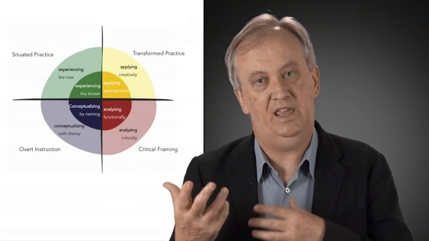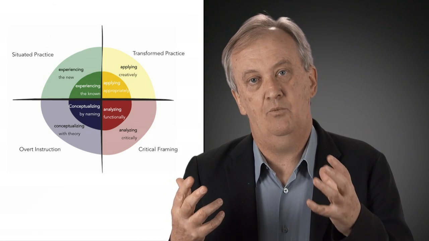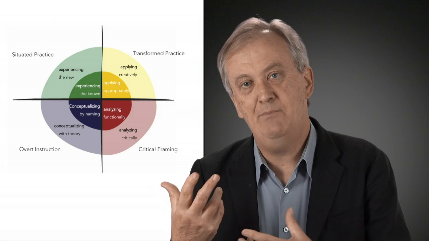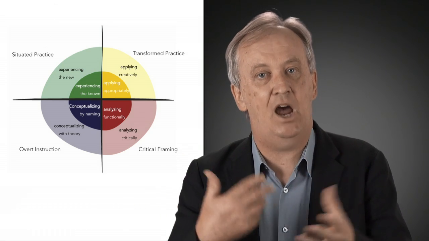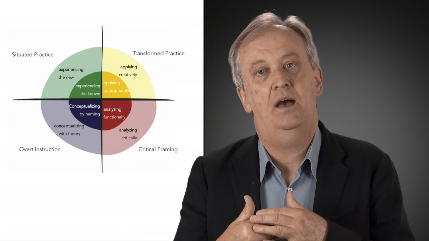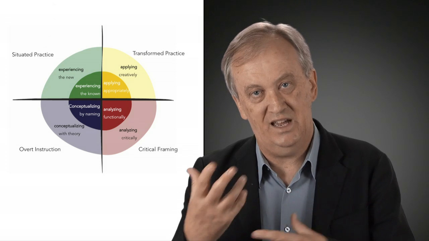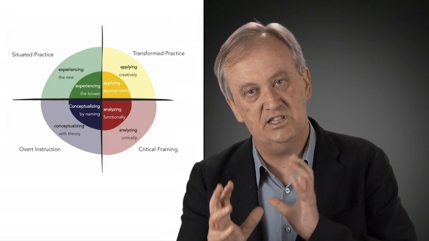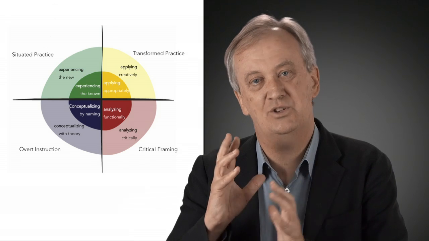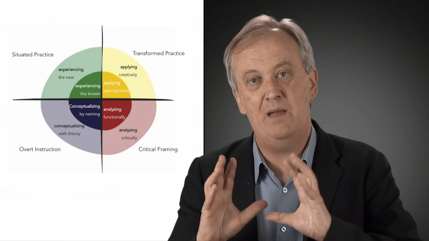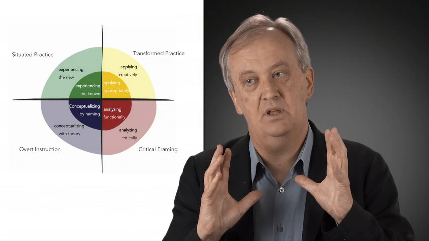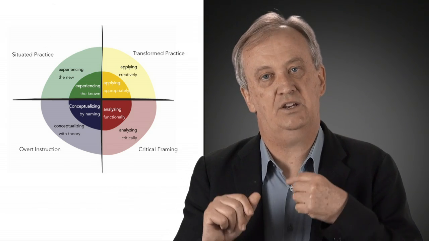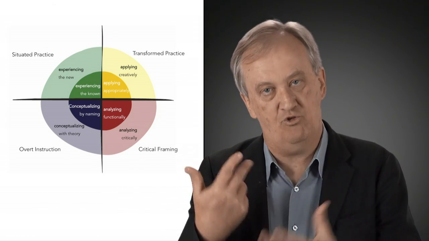When we first started thinking about this question of literacies, we were working with the Multi-Literacies group, and we came up with 4 different types of literacy activity, 4 different orientations to literacy pedagogy. Now, we're going to use slightly different terminology, but I'm going to talk to the original terminology first. We came up with 4 things. These 4 were situated practice, overt instruction, transformed practice, and critical framing.